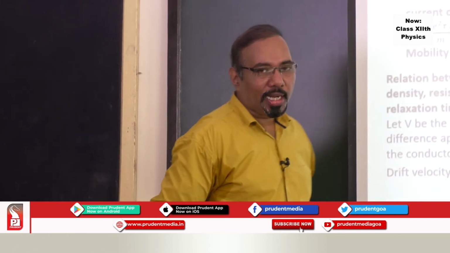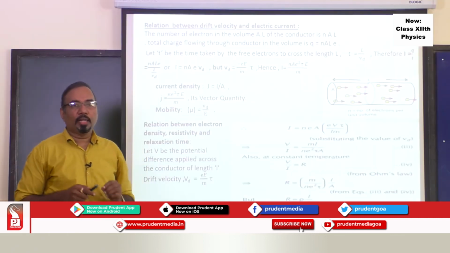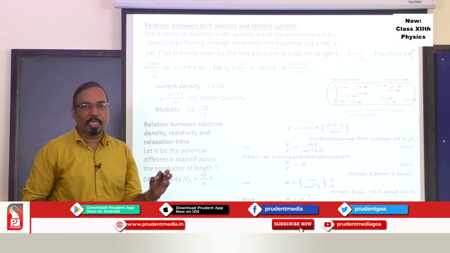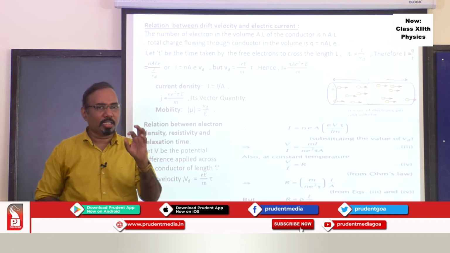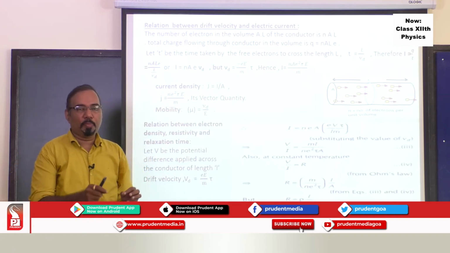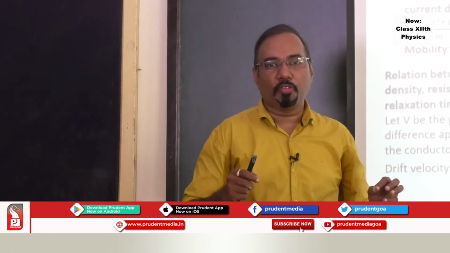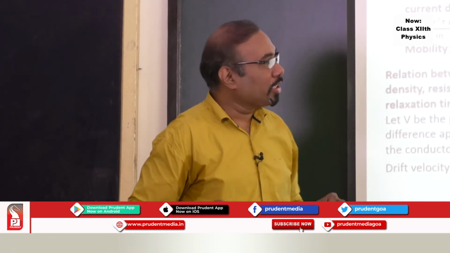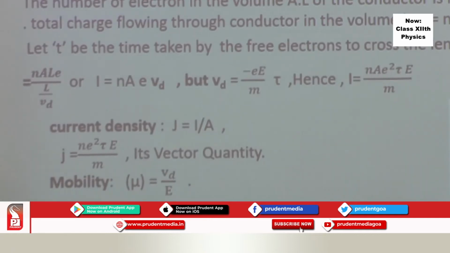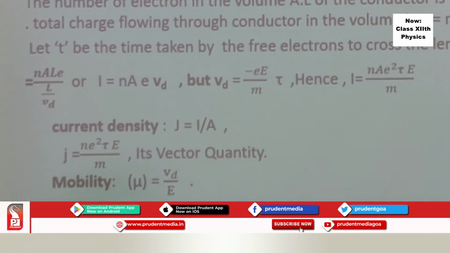Now let's also try to understand the relation between electron density, resistivity and relaxation time. This particular relation you have to write on a piece of paper and practice, and arrive at the final formula. The formula which is very important is I is equal to nAeVd. This formula you have to remember. Likewise, there is another formula you have to remember, which will help you to solve MCQs in the MCQ level test.